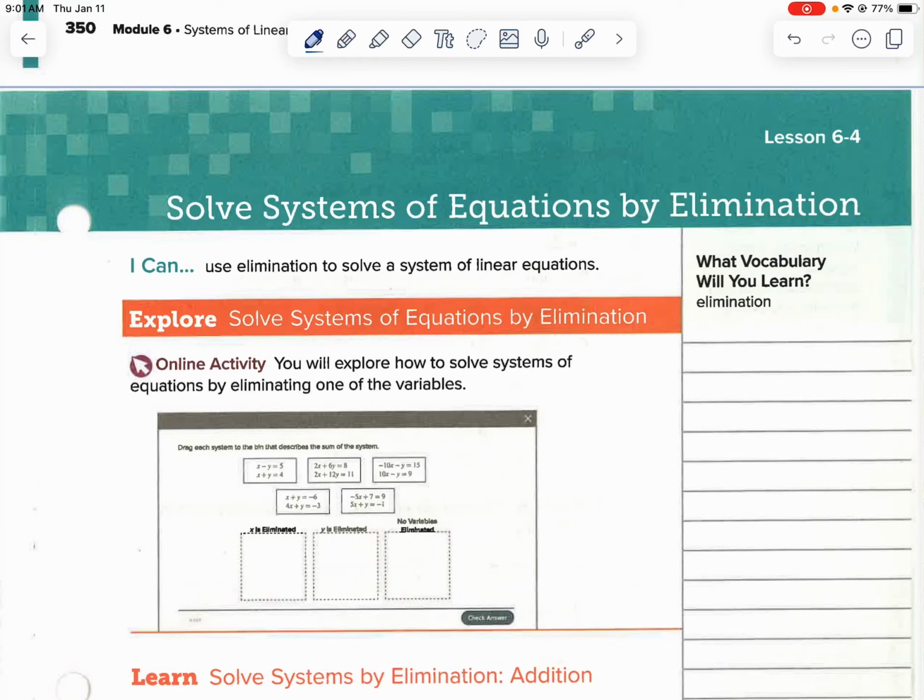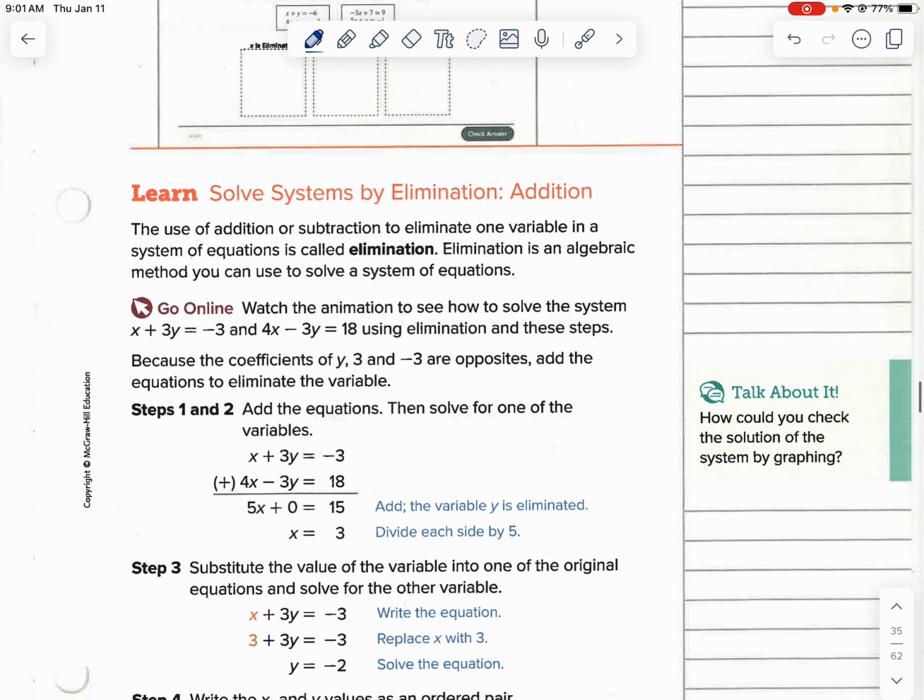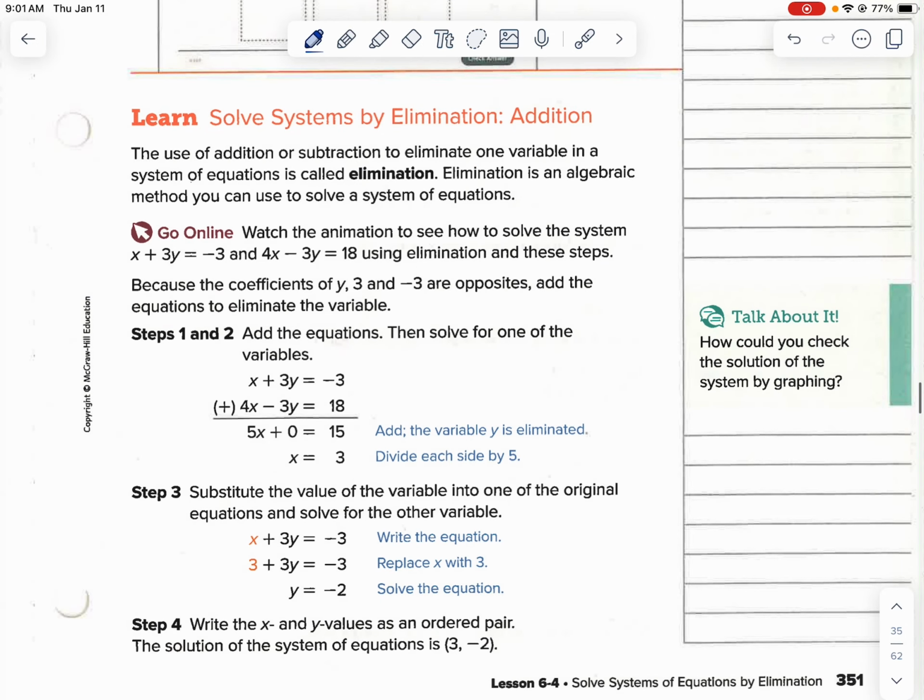Okay, 6-4, solve systems of equations by elimination. So, elimination means to eliminate, boys and girls, get rid of. You're going to use addition or subtraction to eliminate variables in a system of equations. It's called elimination, and it's an algebraic method you can use to solve any system of equations.